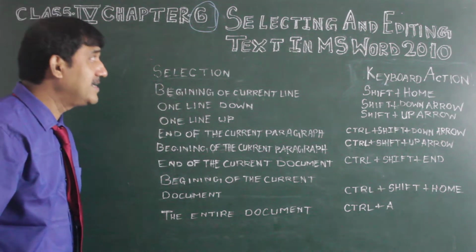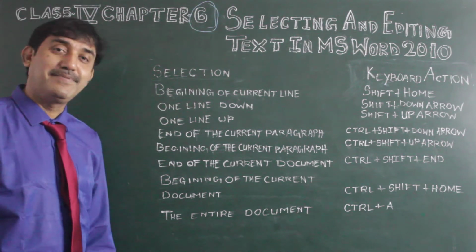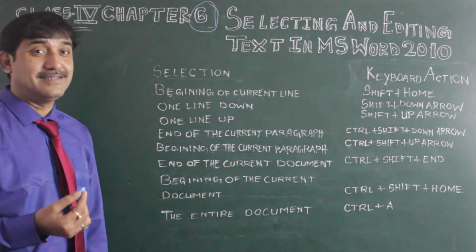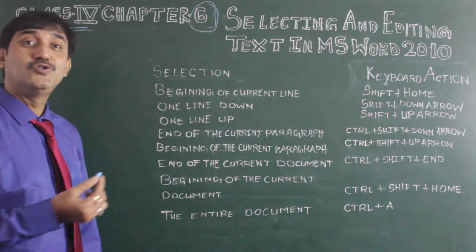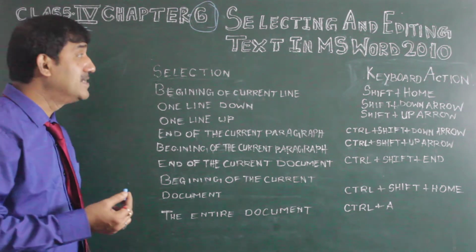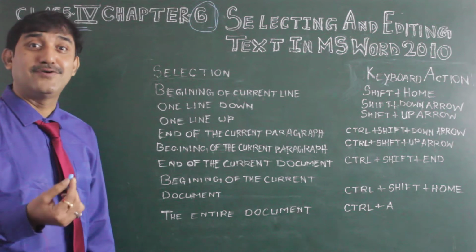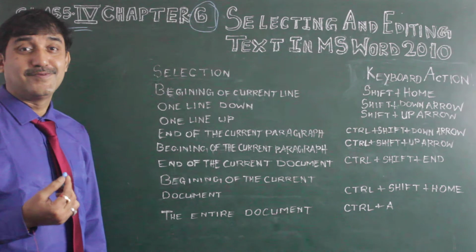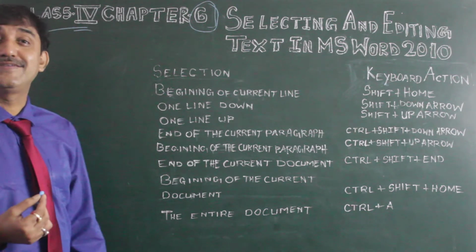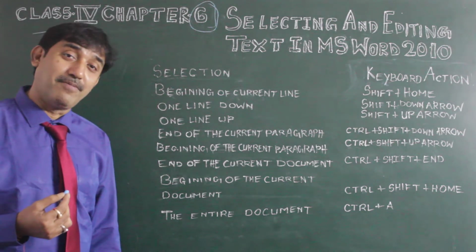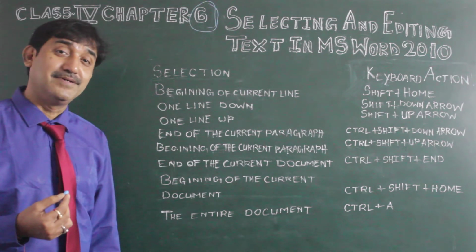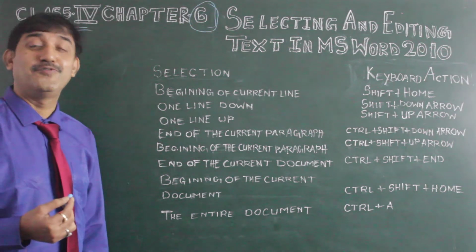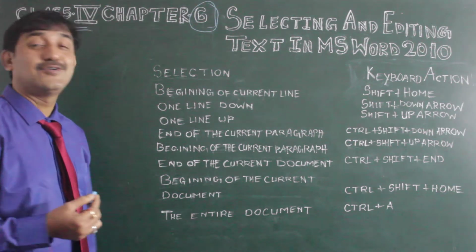selecting and editing text in MS Word can be done using the mouse, which I have already told beforehand, and you will be using what is called the keyboard, another input device. So you can very well understand if there is any problem in your mouse, you can do without the mouse. You can select without the mouse.